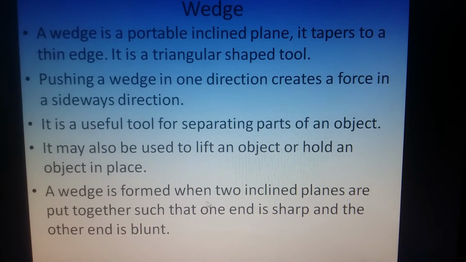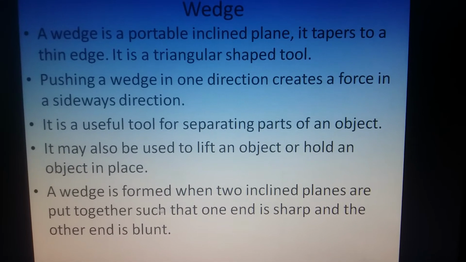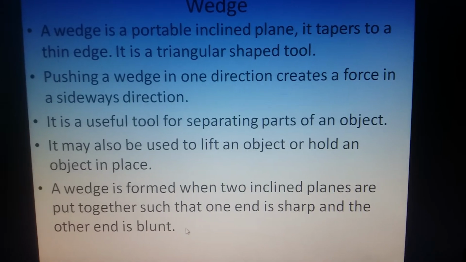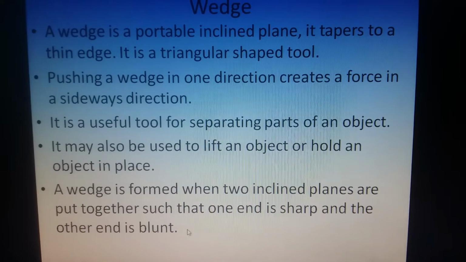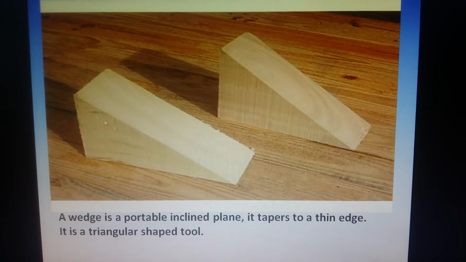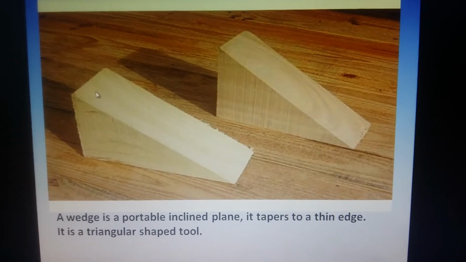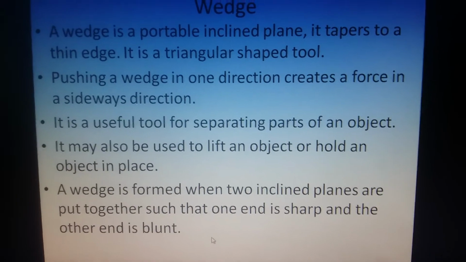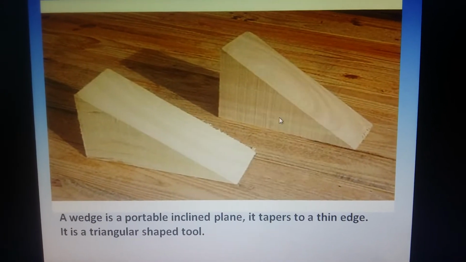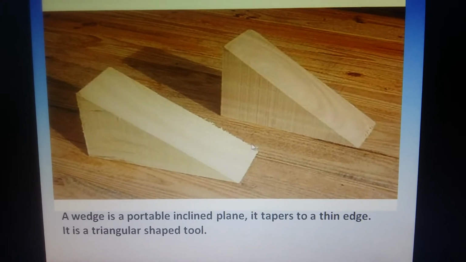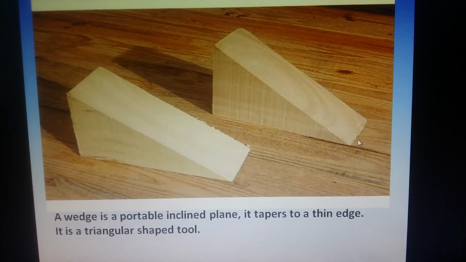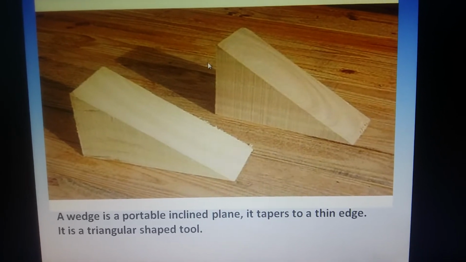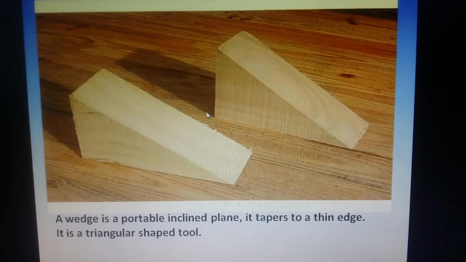A wedge is formed when two inclined planes are put together such that one end is sharp and the other end is blunt. Wedge is formed when two inclined planes are kept in such a way that one end is sharp and the other end is blunt. You can see we have kept two inclined planes, this one and this one, in such a way that one end is sharp and the other end is blunt. Okay.